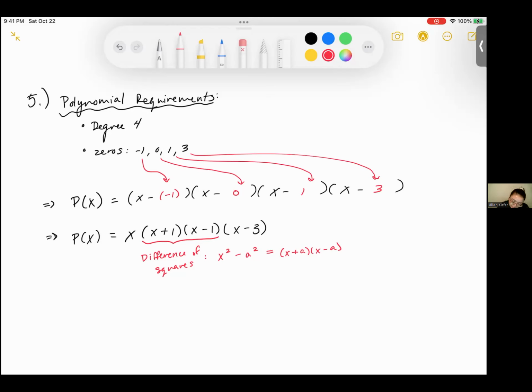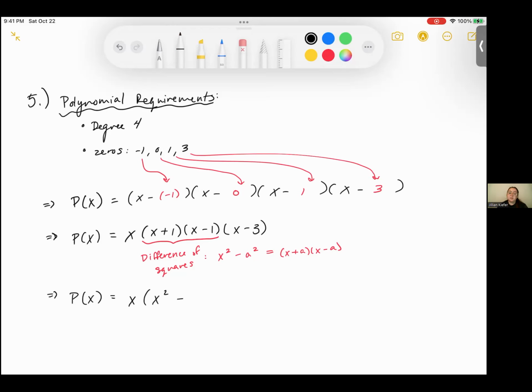So that means our polynomial could be simplified pretty quickly without using any sort of foiling techniques or anything like that. X plus 1 times x minus 1 would be x squared minus 1 squared. 1 squared is 1. So this is x times x squared minus 1 times x minus 3.